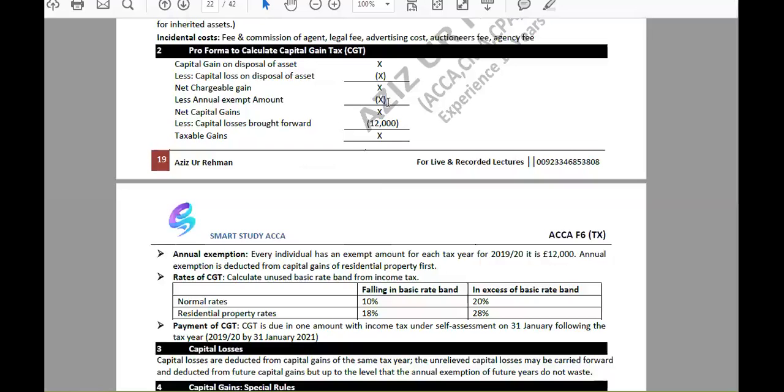So in this way, first of all, we will net off all of the gains. For example, if we have sold 4 or 5 assets, we will add all of the gains of the current year. We will deduct all of the losses of the current year. We will deduct annual exempt amount for the current year. I am repeating once again, it is £12,000. We have net capital gain. After that, we will deduct brought forward losses. We have taxable gains. We have to pay tax on this gain.